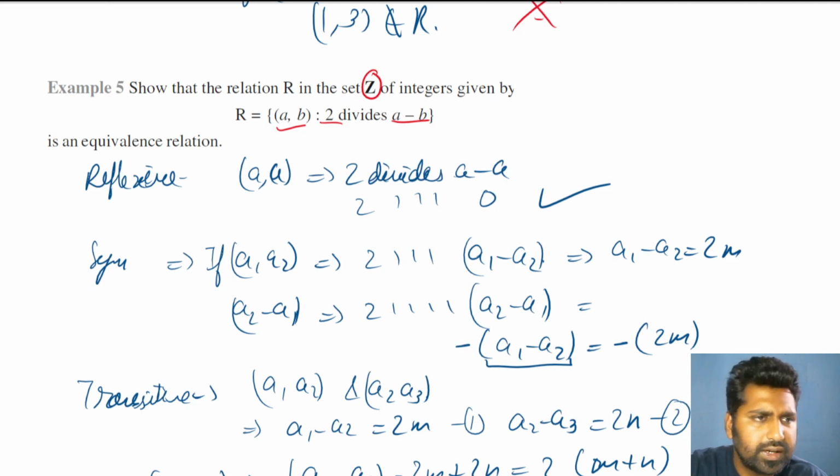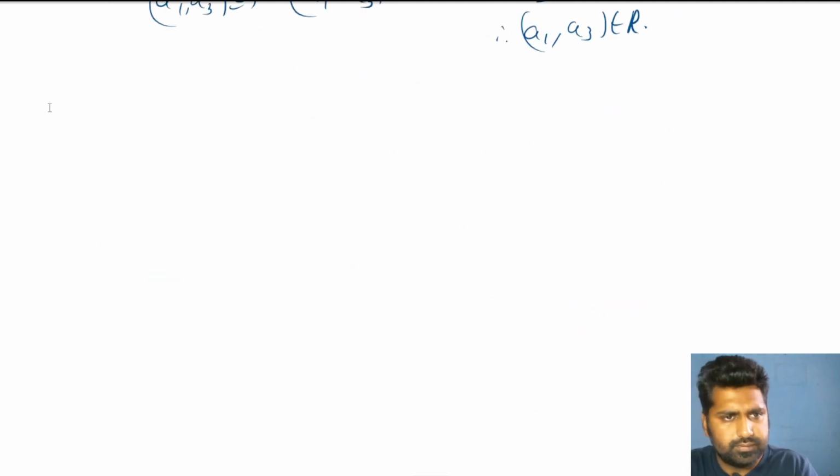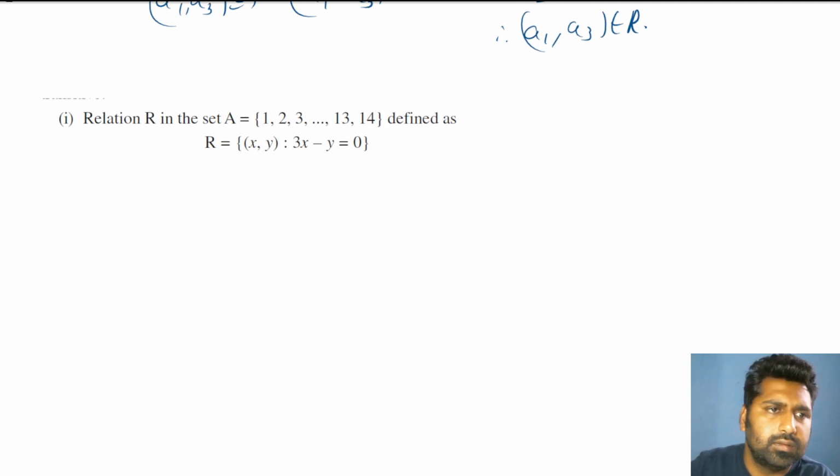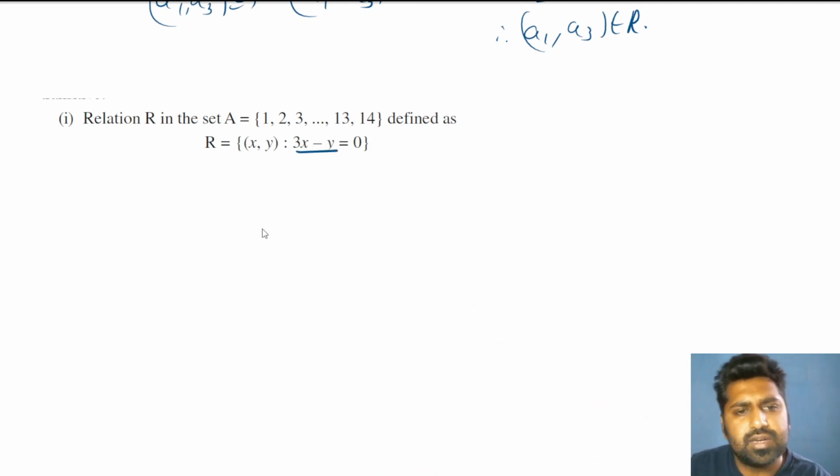Sometimes you have to generate the relations, so I'll show you a few questions in which you have to generate the relation, and then accordingly you have to solve. Look at this question. The relation is defined such that 3x minus y should be 0. So basically y should be 3x, and both are defined in the set 1 to 13. That means the values of x and y should be from these values only.